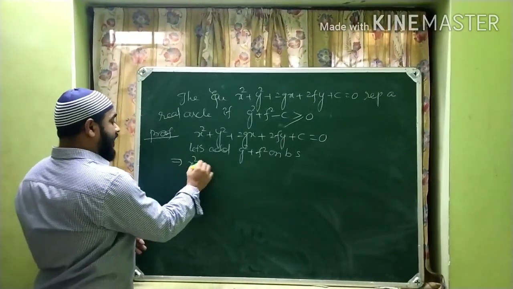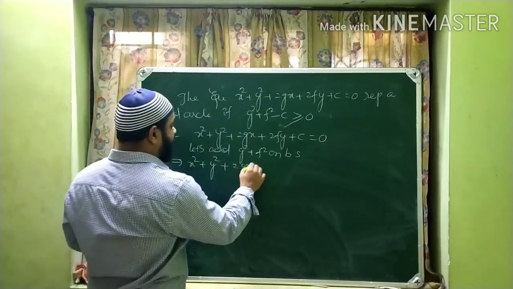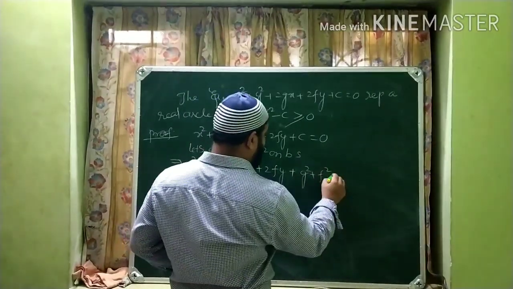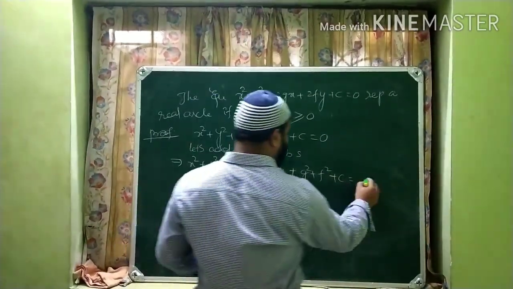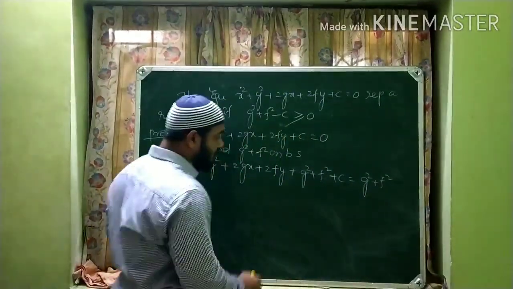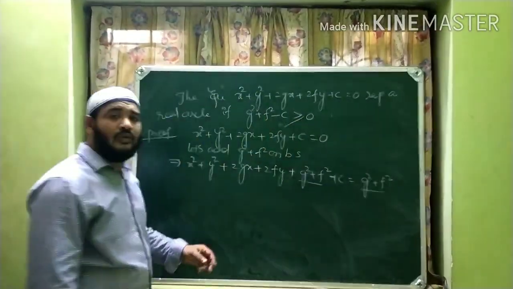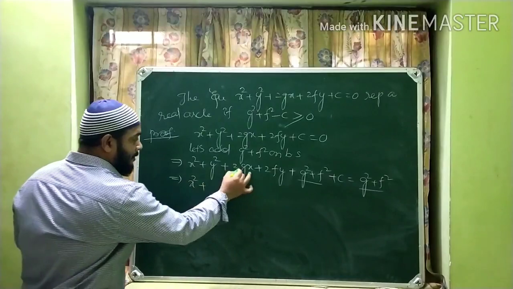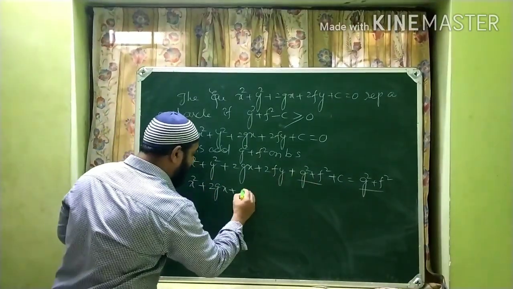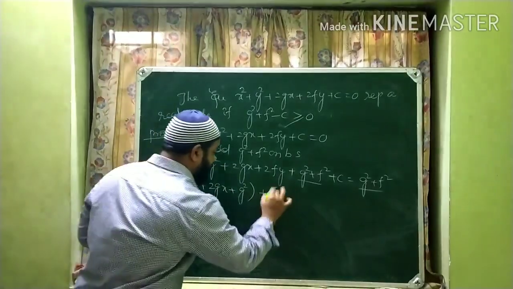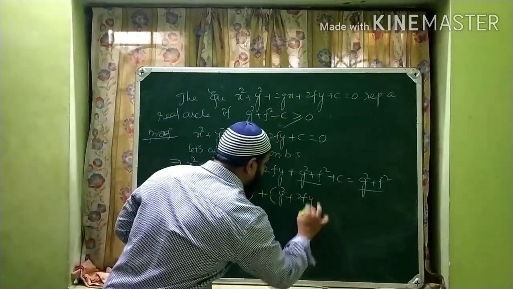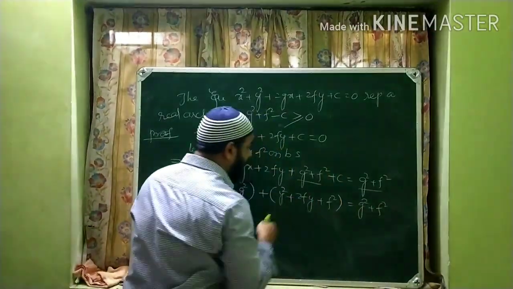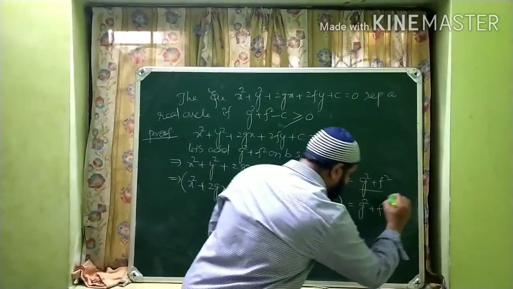So, x square plus y square plus 2gx plus 2fy plus g square plus f square plus c is equal to g square plus f square. So what did I do? I have added g square plus f square on both sides without loss of generality. So here, x square plus 2gx plus g square plus y square plus 2fy plus f square is equal to g square plus f square. If I transpose plus c, this side it becomes minus c.